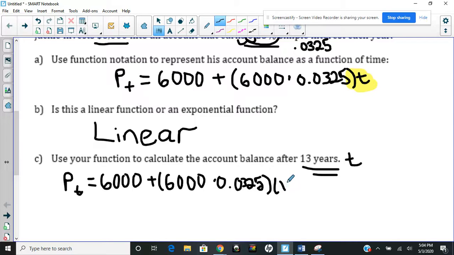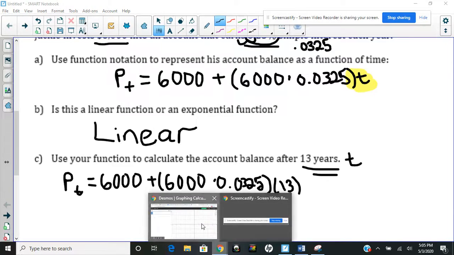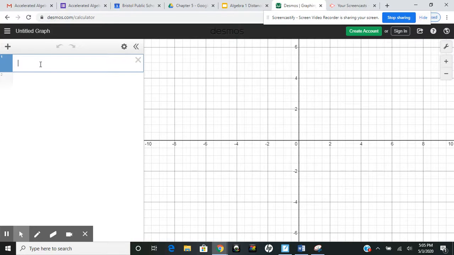So I'm going to put the parentheses around it. You don't have to do that. You could just do times 13 if you prefer. I'm putting the parentheses to make it look nicer. If you have one of the TI graphing calculators, you're just going to take that and type that all into the main screen. If not, you're going to go into Desmos, which I opened here, and we're just going to type that in.